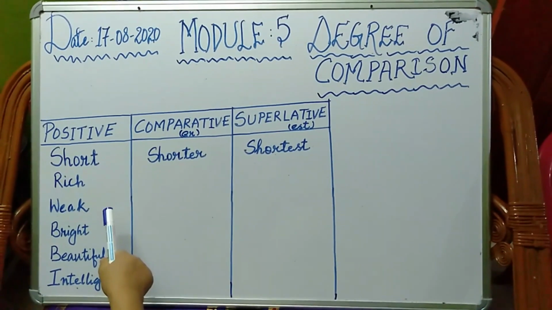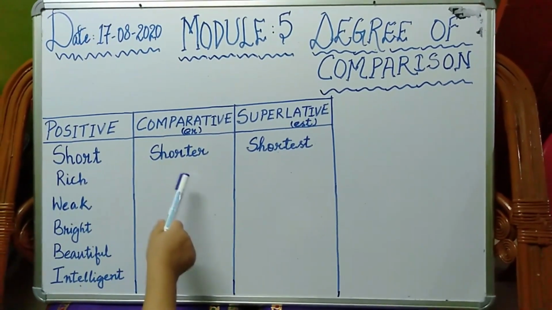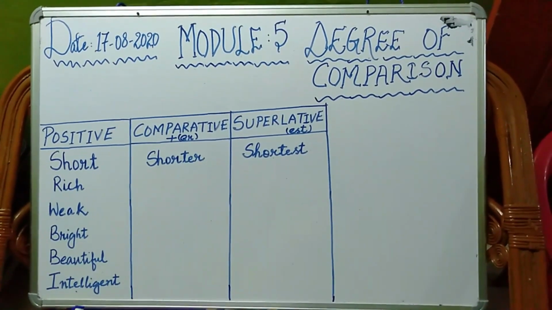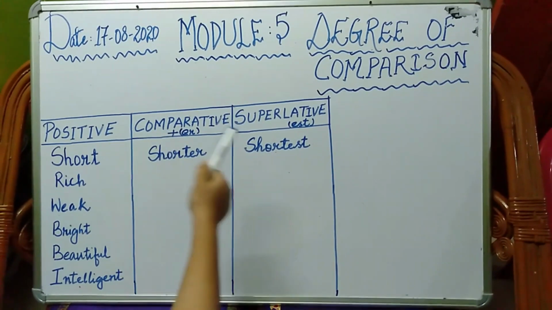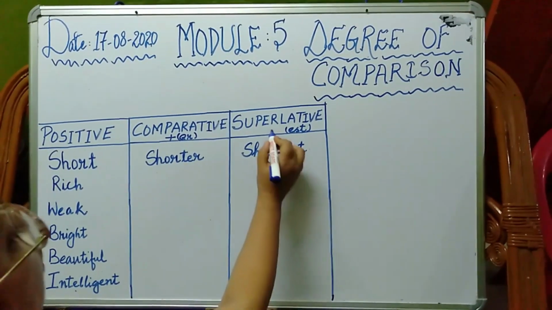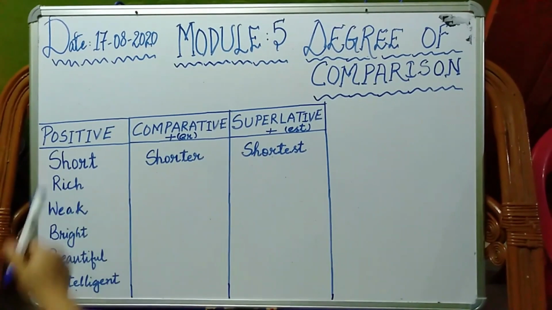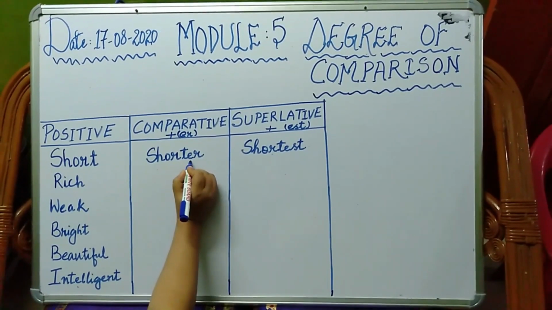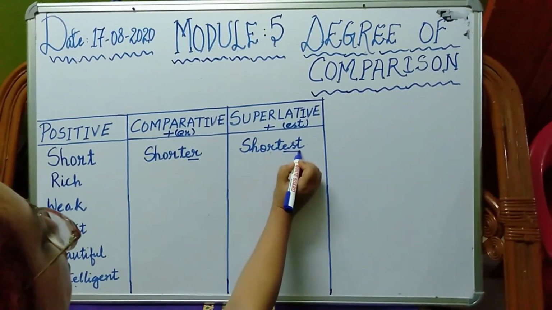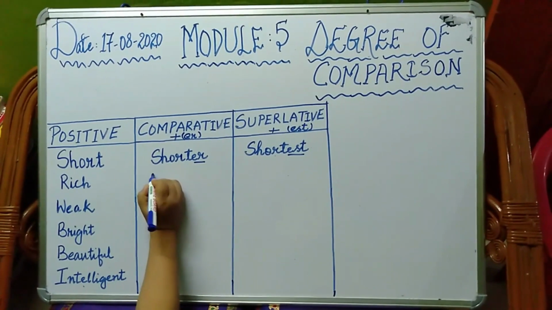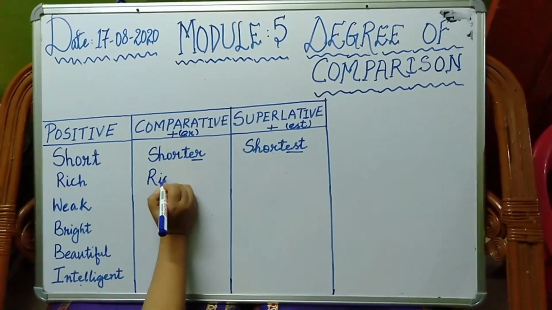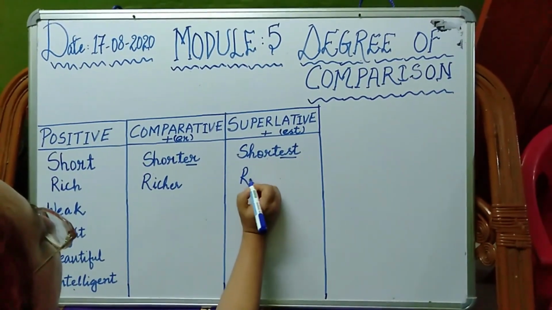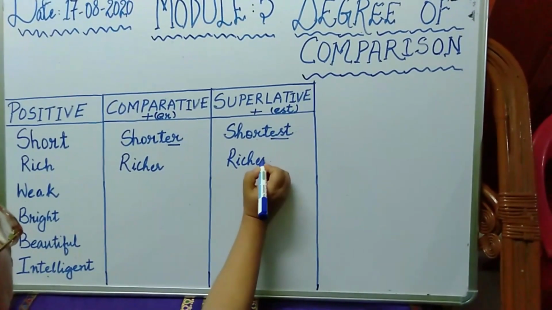I will be teaching you that from positive degree to comparative degree, what do we do? We just add ER to the positive degree. And from positive degree to superlative degree, what do we add? We add EST to the positive degree. For example, I have already written one, shorter, ER, and superlative, shortest, EST. Similarly, rich, it will be what? Richer, right? ER. And for the superlative degree, it will be richest, right?